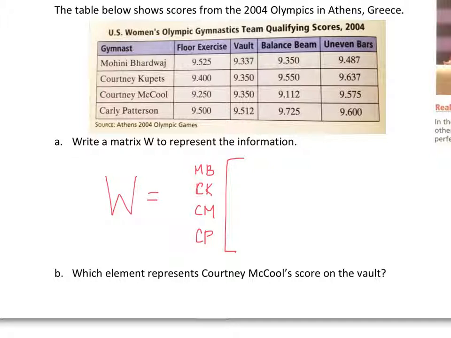All right, and then how many columns will we have? 4 again. And the numbers are kind of long, so you might want to make it a little bigger. I made that mistake last period. So I'll just abbreviate there too: floor exercise, vault, balance beam, and uneven bars. Now we just go and fill it in. So we'll say Mohini. What was her floor exercise score? 9.525. And then just go down the line and fill it in. It's already in the same order.